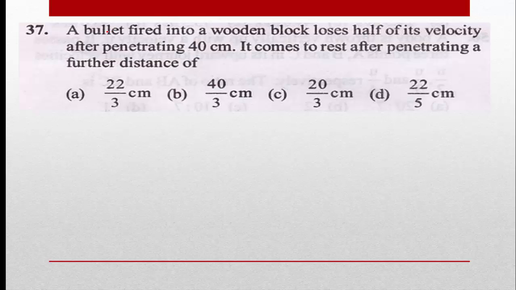Next type of problem, that is, a bullet fired into a wooden block and loses half of its velocity. Suppose you consider this is the wooden block and this is the bullet fired into the wooden block, loses half of its velocity. Suppose initially it moves with 30 meter per second. Let's just imagine it has half of its velocity after penetrating 40 centimeter.